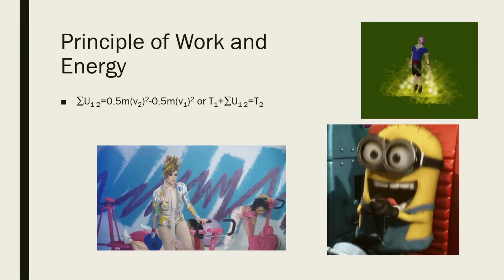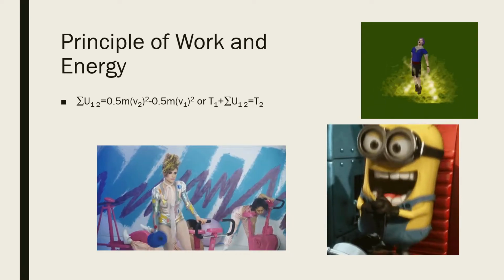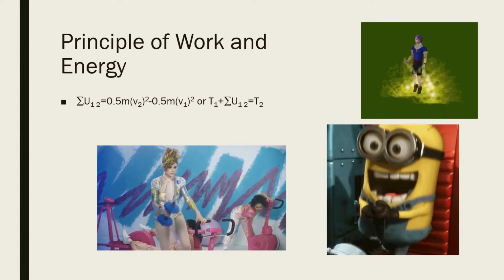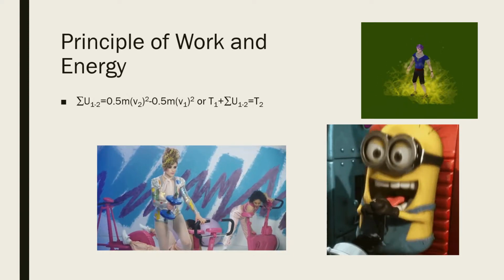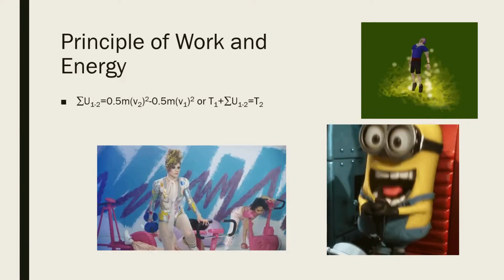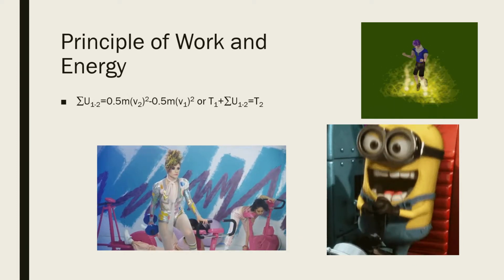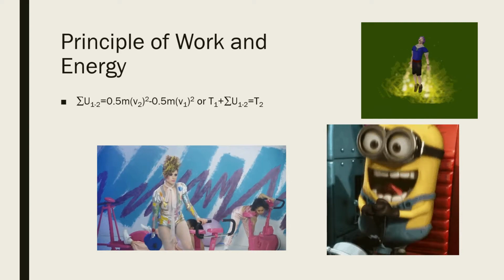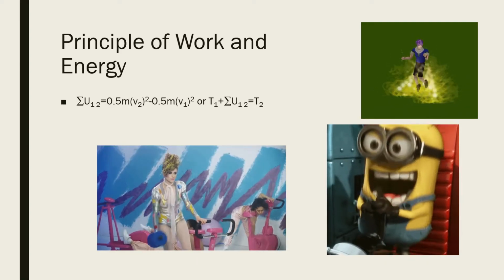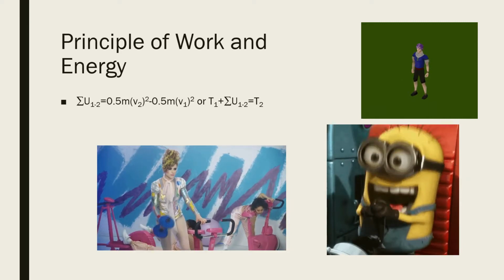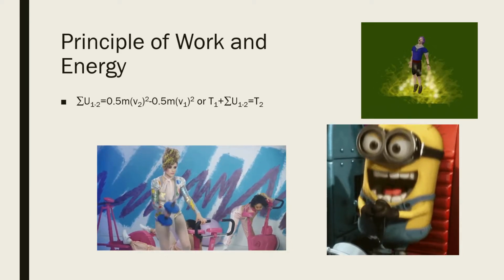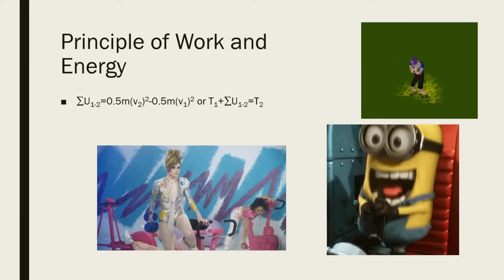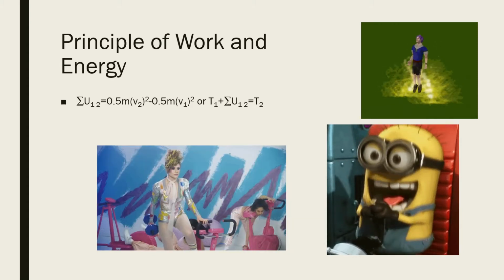Finally, let's look at the principle of work and energy formula. This formula states that the change in kinetic energy from position 1 to position 2 is equivalent to the net work done from position 1 to position 2. This formula can be rewritten to show that the kinetic energy of a particle at position 2 is equal to the kinetic energy at position 1 plus the change in work. This formula will be crucial in our experiment. Looking at the formula, kinetic energy is represented by the value of T, whereas the change in work is represented by the value of U.